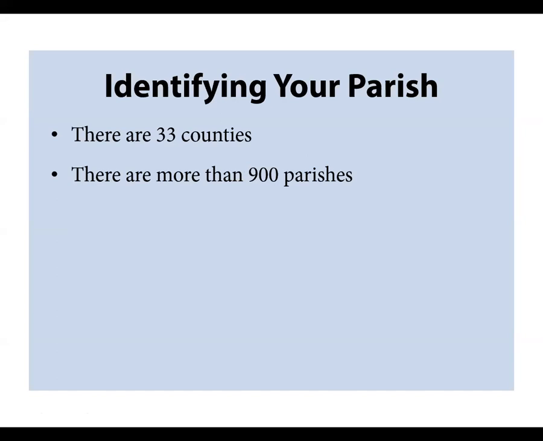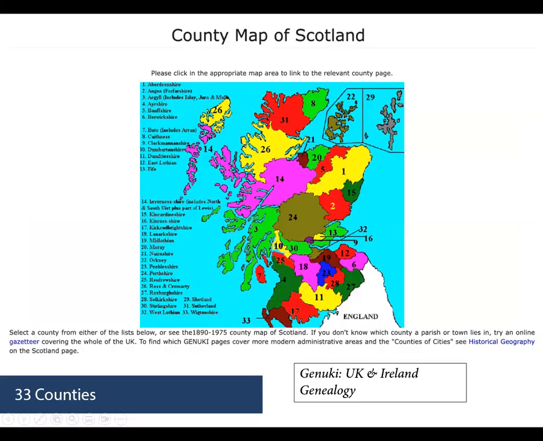Identify your parish. There are 33 counties in Scotland and over 900 parishes. So it's so important to know where and do that homework before you go and leap across the pond. Here are all the different counties. This comes from a little website from GenUKI, UK and Ireland genealogy. And that is a great little map there showing the different counties and the breakdowns of them to give you an idea of where your ancestor might have been from in Scotland.